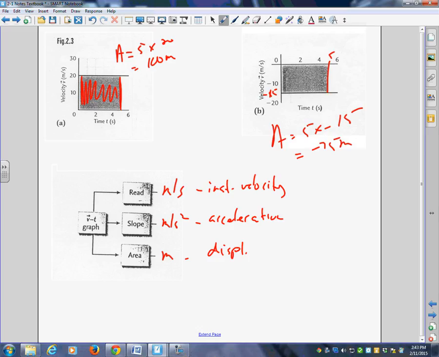Now, page 40 shows us graphs with change in velocity. Is it going to get more complicated here?